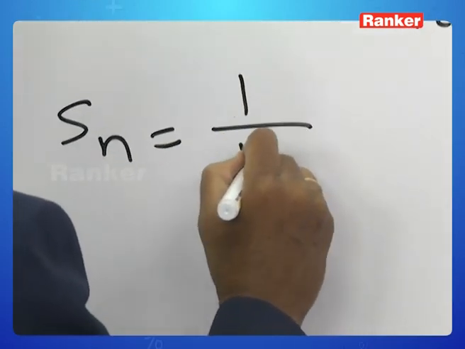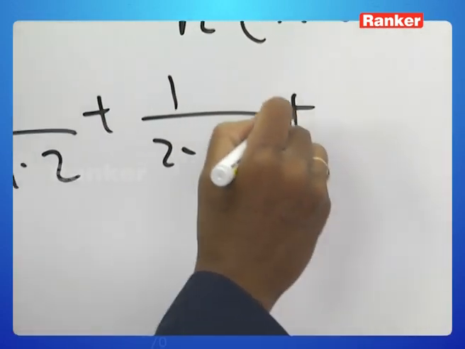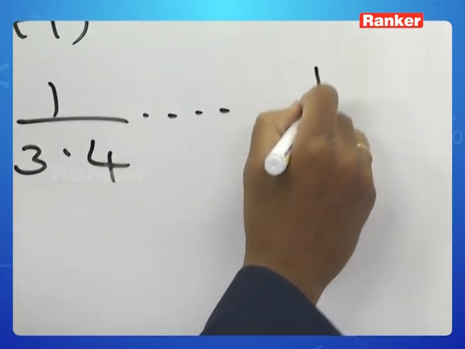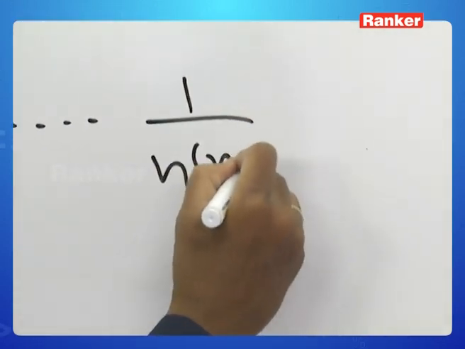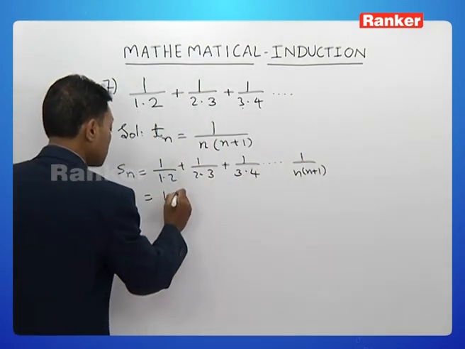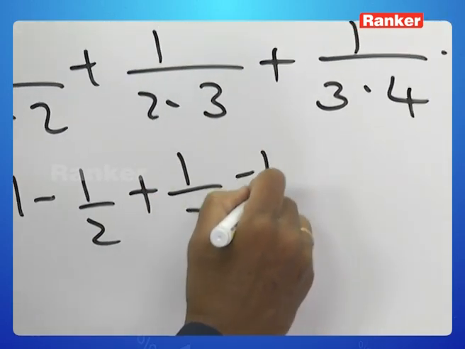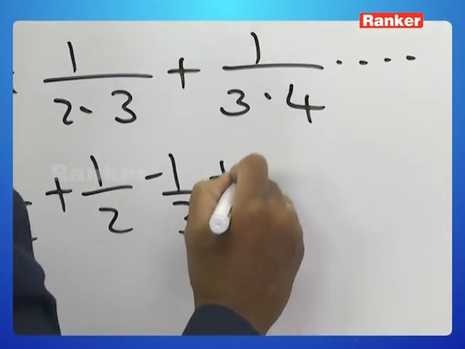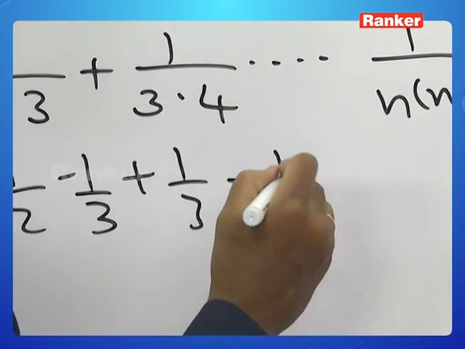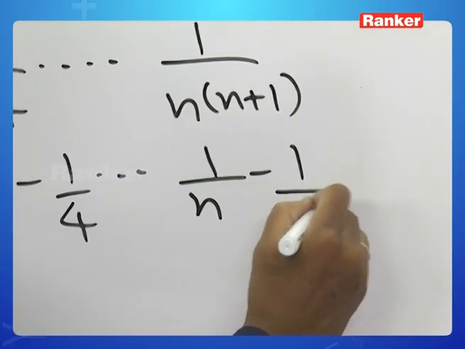1 by 1 into 2, 1 by 2 into 3, and so on up to 1 by n into n plus 1. Yes, this can be written as 1 minus 1 by 2. This can be written as 1 by 2 minus 1 by 3. This is 1 by 3 minus 1 by 4. And this is 1 by n minus 1 by n plus 1.